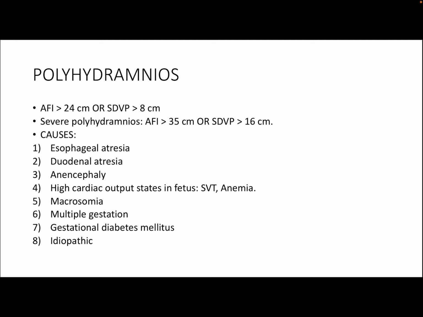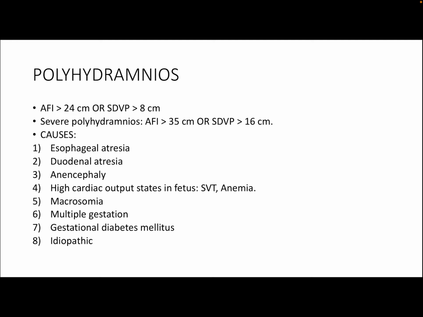Coming to polyhydramnios. Polyhydramnios is defined as an AFI that's more than 24 centimeters or a single deepest vertical pocket more than 8 centimeters. Severe polyhydramnios is AFI that's more than 35 centimeters or SDVP that's more than 16 centimeters. In very severe cases, the clinical features in the mother are also more pronounced.